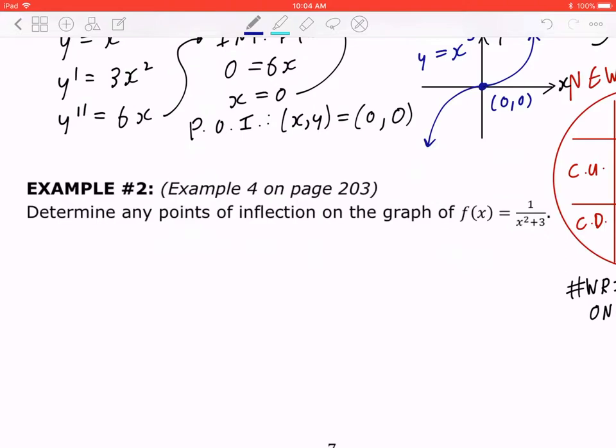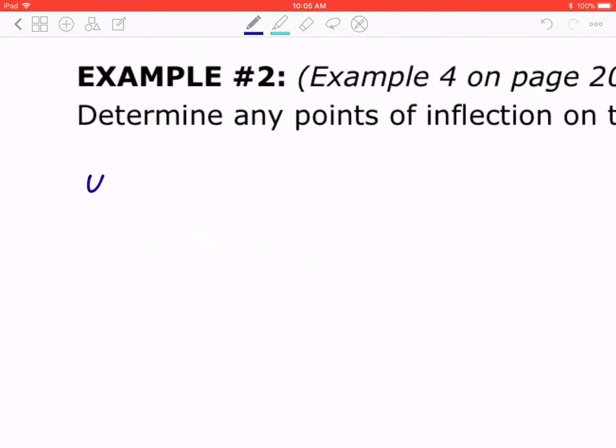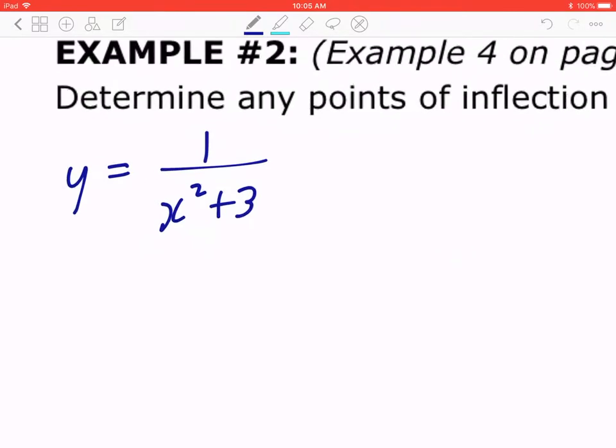Determine any points of inflection on the graph of f of x equal to 1 over x squared plus 3. Here we go. Again, very doable. A lot of the basic steps that we talked about, we're going to reactivate here. Now again, personally, when I find the derivative, I would use the chain rule because it's faster.